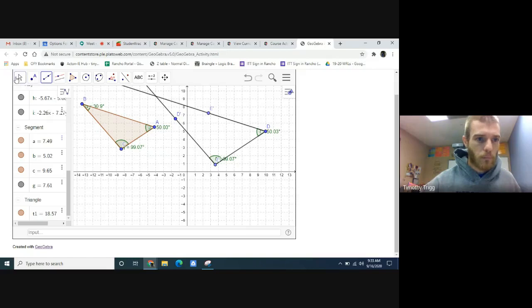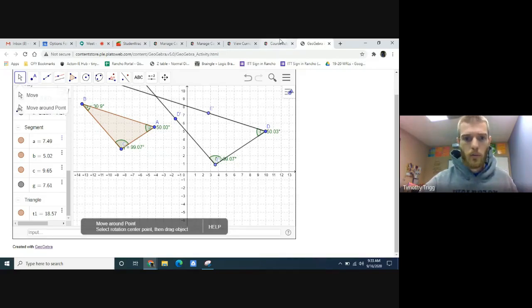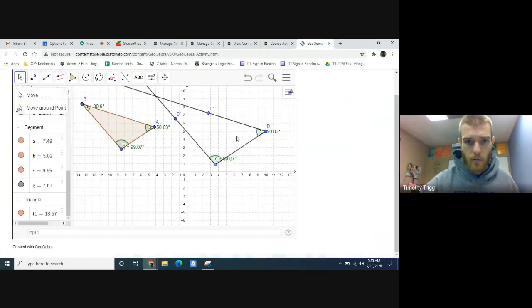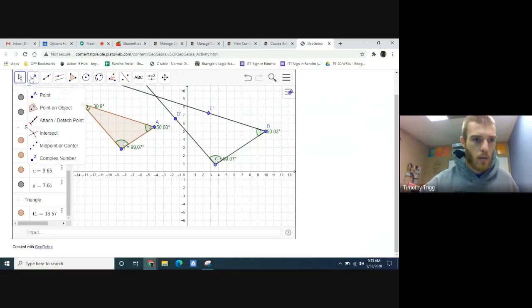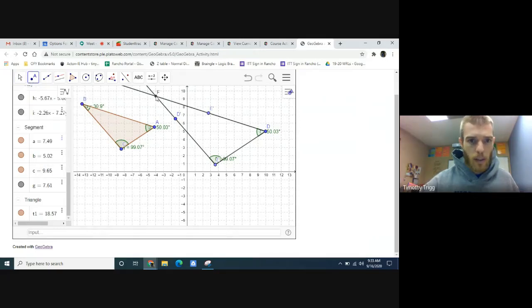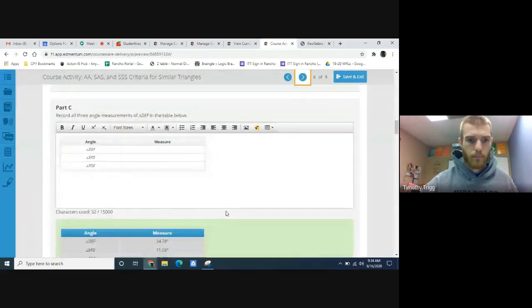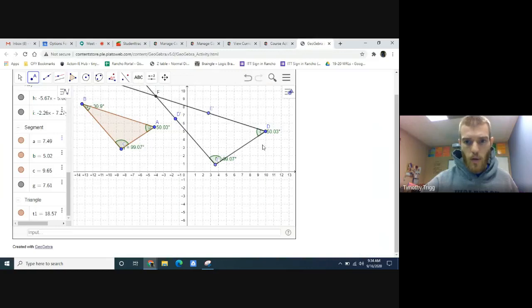Okay. So now we've got a triangle. Great. Label the point of intersection of the two rays point F. Okay, so I need to go to the point tool, point. Click the intersection, it's point F. Cool. Take a screenshot, put it here. Okay, record the angle measures. So we have the two angle measures. And then we want to know what this angle measure is.